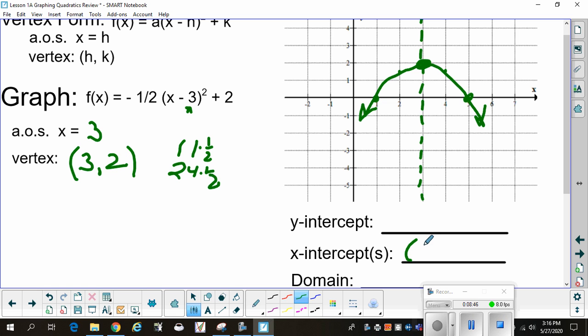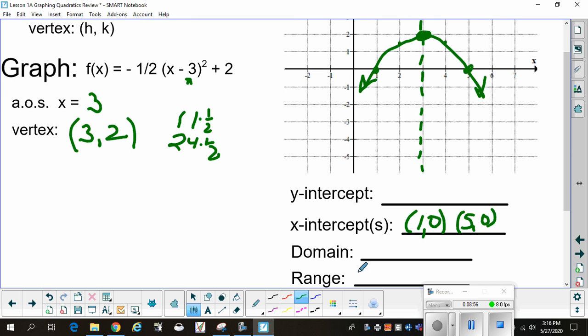So I've got 1, 0, and 5, 0. I also know that it's going down, so my range is going to go from bottom to top. It's going to go from negative infinity up to 2. That's where it's going to stop. My domain is going to be from negative infinity to positive infinity, or all real numbers, because I can put any number in here.